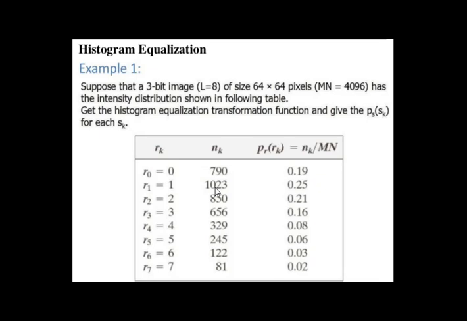Rk, Nk and P of Rk is equal to Nk upon MN. So R0 to R7 values are having different Nk values.